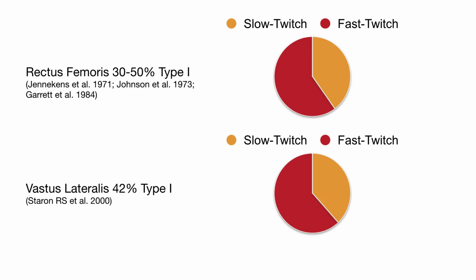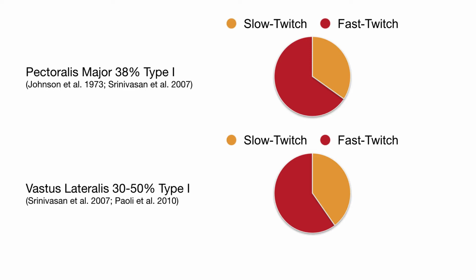Now, when we look at the quadriceps, we can see some muscles with fast twitch tendencies. For example, the rectus femoris has a slight tendency towards type 2 muscle fibers, with studies reporting it having a range of 30 to 50% type 1. So it can be anywhere between 50% fast twitch to 70% fast twitch. And the vastus lateralis seems to average around 42% type 1, meaning it's pretty close to 60% fast twitch. So it would appear that a lot of the lower body postural muscles have a tendency to be slow twitch, with some of the non-postural muscles having more of a fast twitch composition.